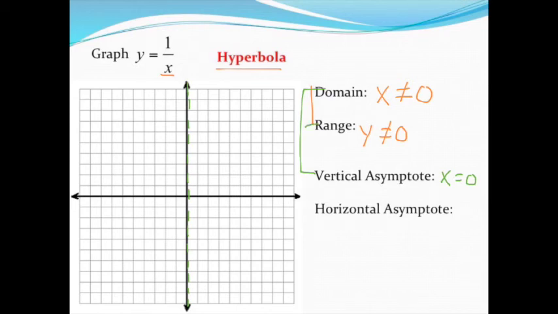Similarly, our range is connected to the horizontal asymptote, and our range for this function is going to be y is equal to 0. So there's our horizontal asymptote. So let's draw that in as well. In other words, it's the two axes in this case. However, those will start changing, like I said, in the next video.